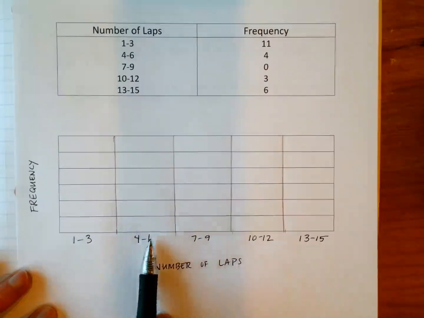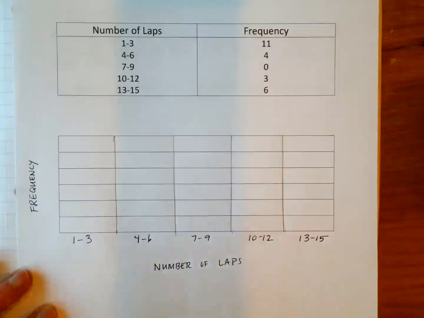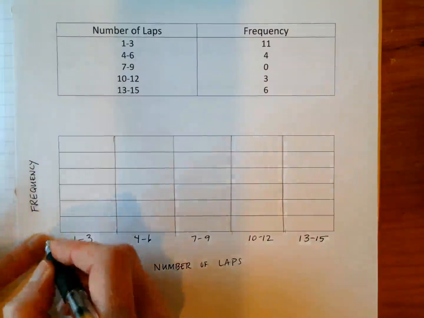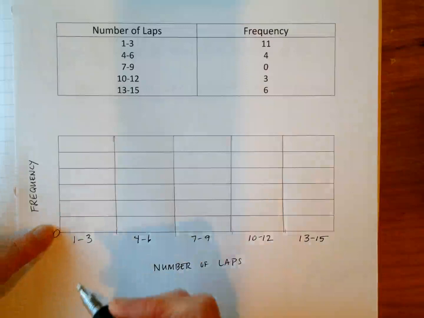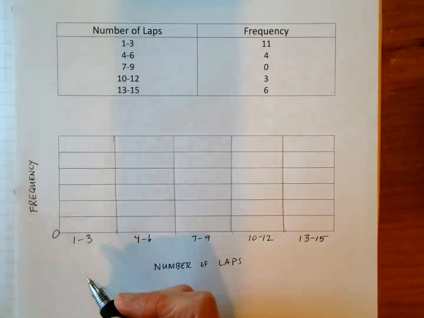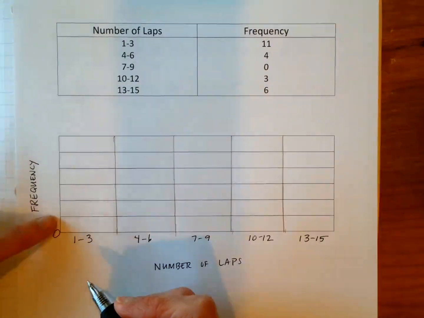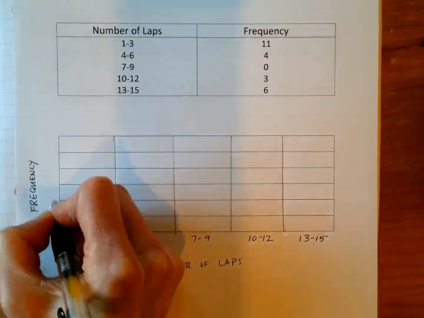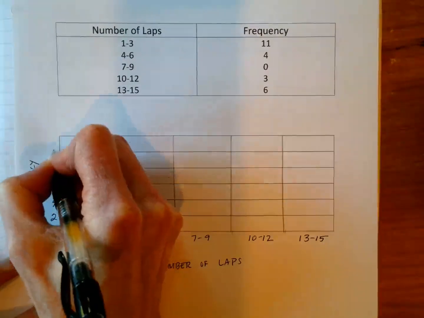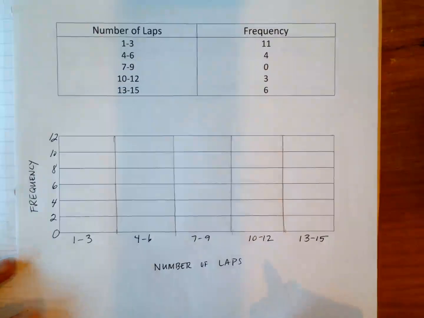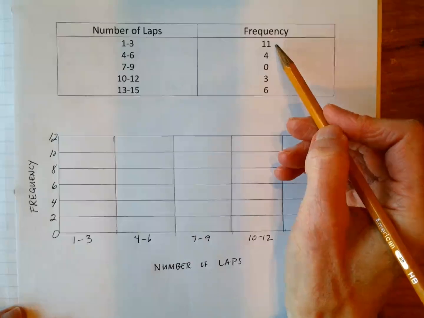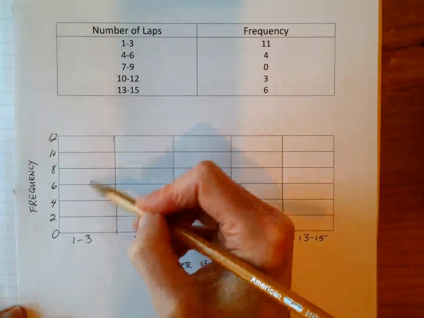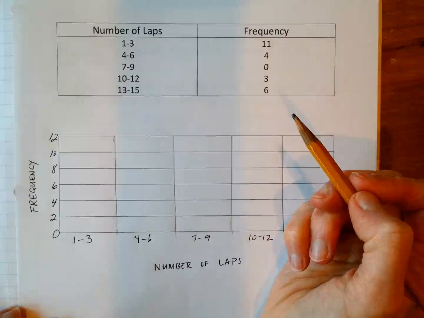Please notice once again, each of these are going up in even increments of 3. 1, 2, 3, 4, 5, 6, 7, 8, 9. Our 0 is always going to be here at the corner where our axes meet. And then I'm going to label by 2's on the line, not in the space. So 2, 4, 6, 8, 10, and 12.